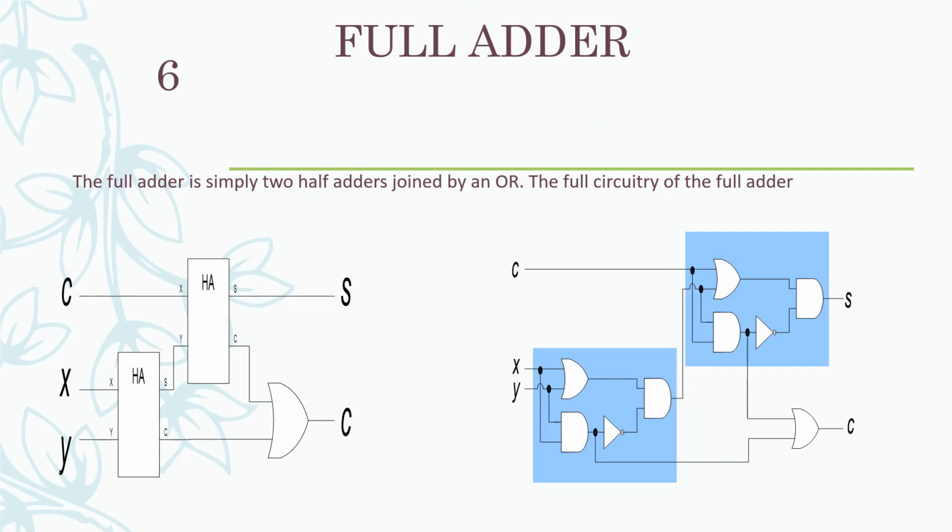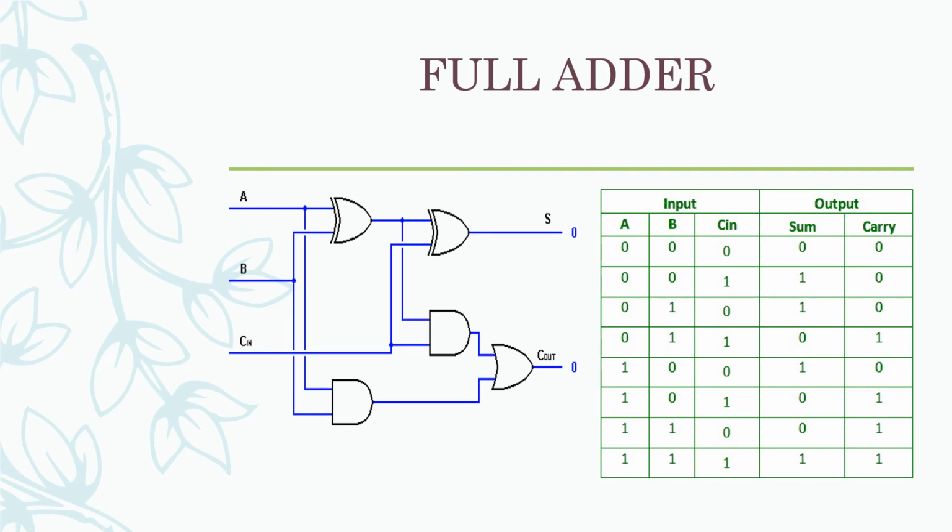So let us see how it works. This is the full adder diagram using XOR gate and AND gate. And simply, as we have seen in the earlier case, it is the combination of 2 half adders joined by using an OR gate. So we are going to see how it actually works. For this full adder circuit, we need 2 half adders.